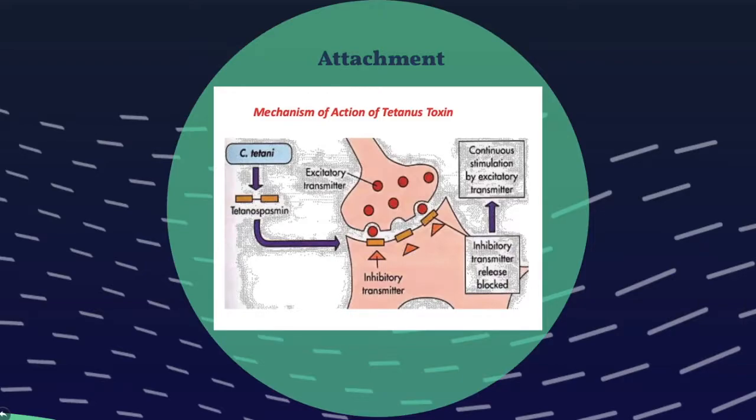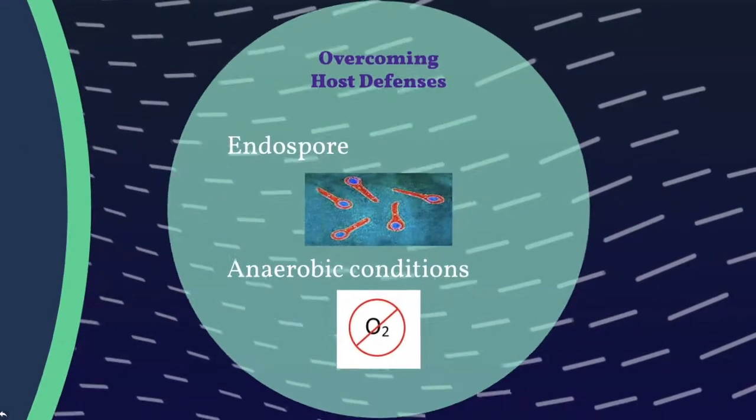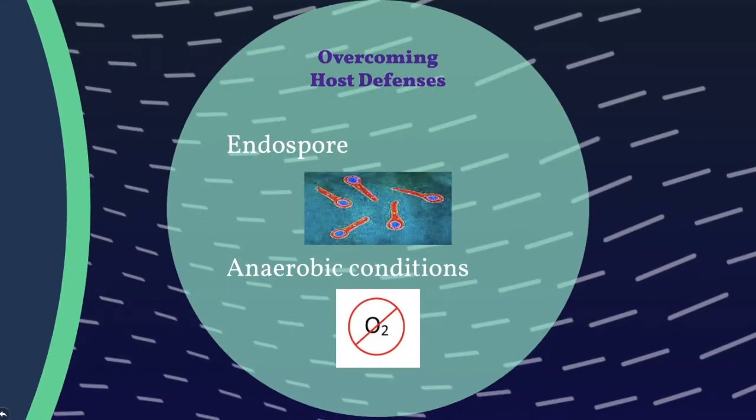After attaching to the host, Clostridium tetani must overcome the host defenses. Clostridium tetani overcomes the host defenses by producing endospores. Endospores remain dormant in harsh conditions such as extreme temperature, UV exposure, gamma exposure, and starvation. When the conditions are good again, the endospore germinates. Tetanus also avoids host defenses. It resides deep in wounds where anaerobic conditions exist, and there are few vacuoles to remove the Clostridium tetani.